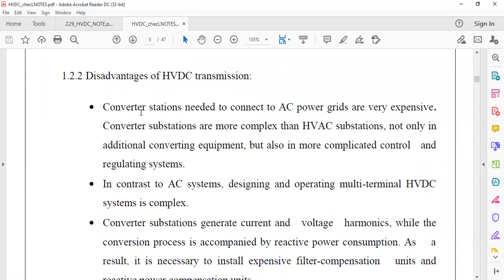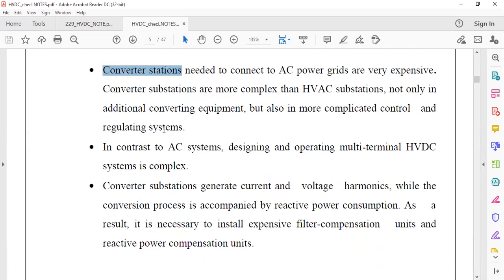Converter stations needed to connect AC power grids are very expensive. Note that converter stations, that is the rectifier station, convert AC to DC first. Generating stations are all AC, right? We need to convert to DC, and to convert to DC we need a rectifier station. Again, when it reaches the distribution system, we have to convert DC back to AC, because what we required is AC, right? So the converter stations needed to connect AC power grids are very expensive, that is the point.